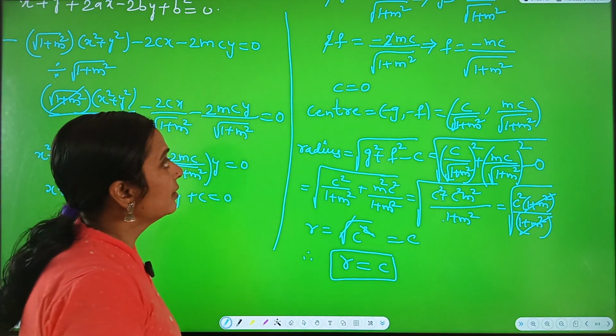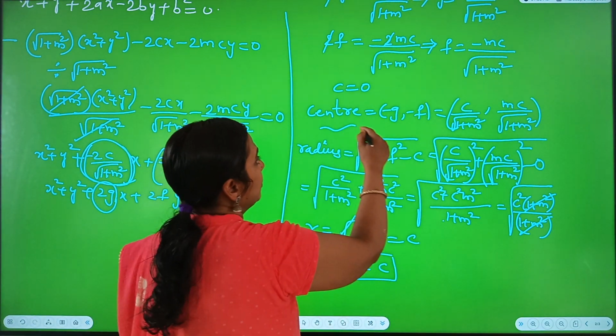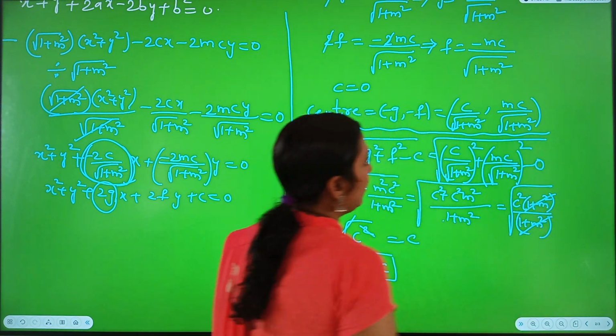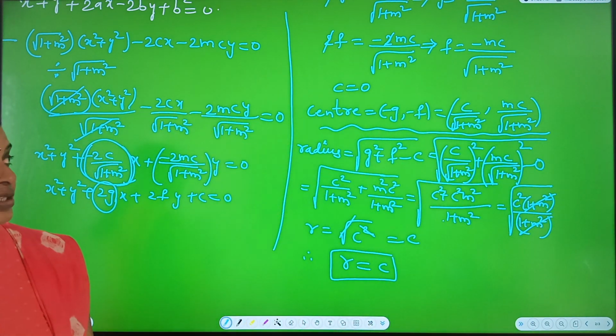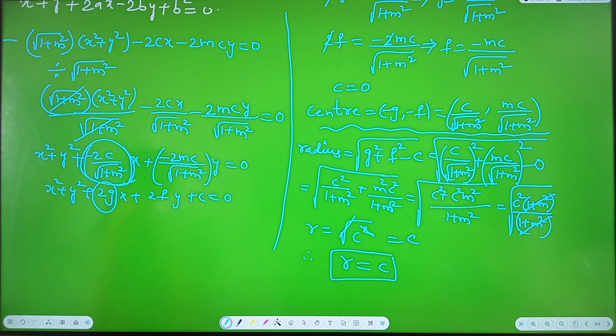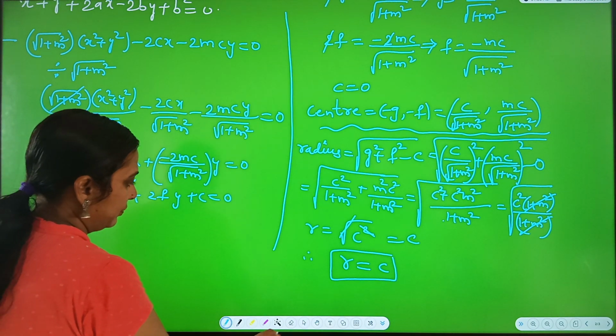is the radius, and the center is c by under root of 1 plus m square, comma, mc by under root of 1 plus m square. Okay. This is in the unknown values c and m, so this is also expressed in c and m only. Okay. Next, another question related to this.